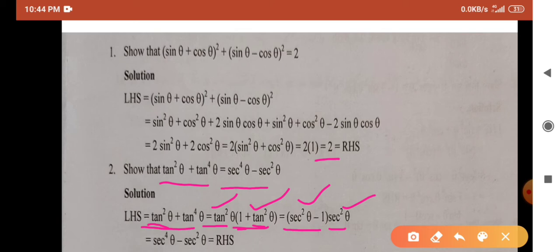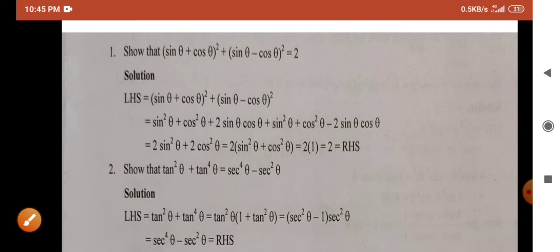Now just multiply inside by sec square theta, it becomes sec to the power 4 theta. Again sec square theta into 1 is sec square theta. Therefore which is nothing but your RHS. Got it? Here which formula did we use? Tan square theta is nothing but sec square theta minus 1 and 1 plus tan square theta formula is sec square theta. Remember these formulas.